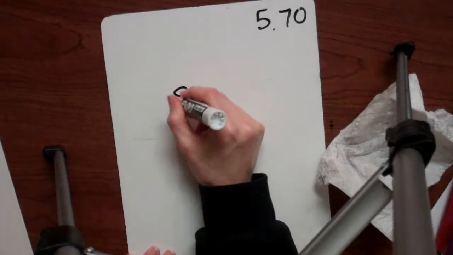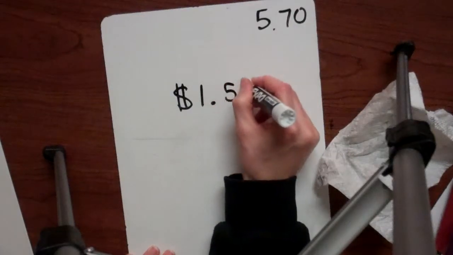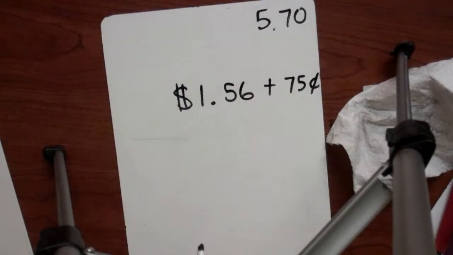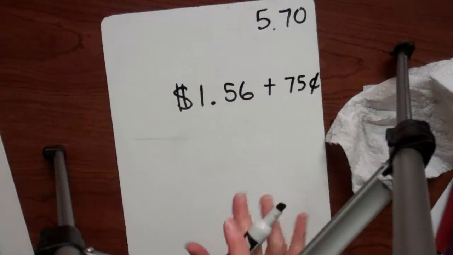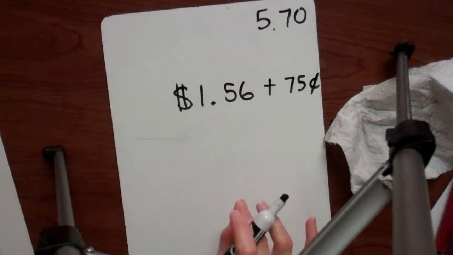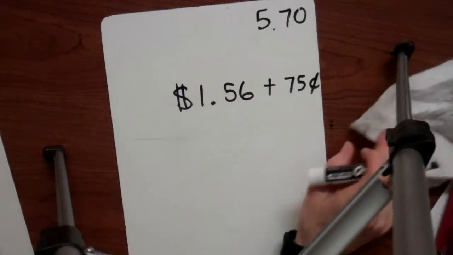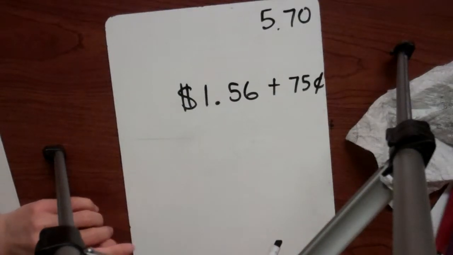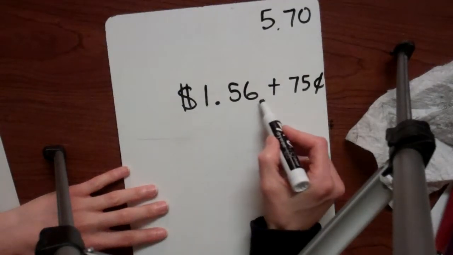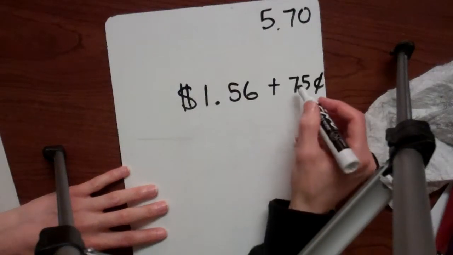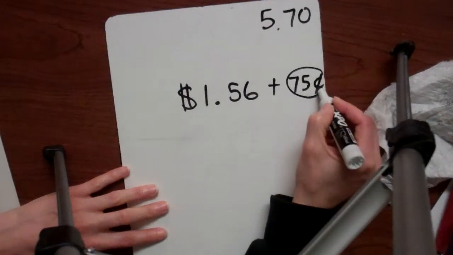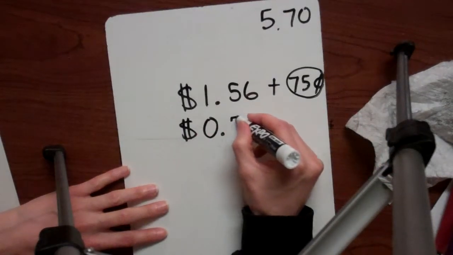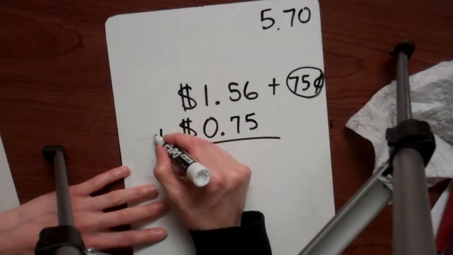It tells me to add $1.56 plus 75 cents. Now, we can do one of 2 things. We can make both of them in cent form, or we can make both of them in dollar form. Okay? And I suggest making them both in dollar form, okay? So we've got this one in dollar form, $1.56. So now I'm going to add 75 cents, and I'm going to make 75 cents in dollar form look like this. $0.75. And they wanted me to add that.